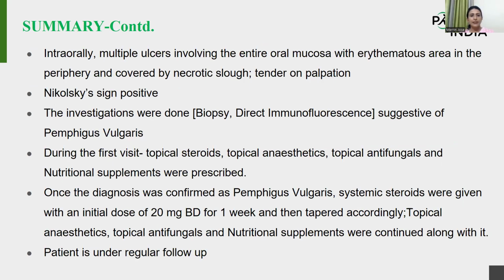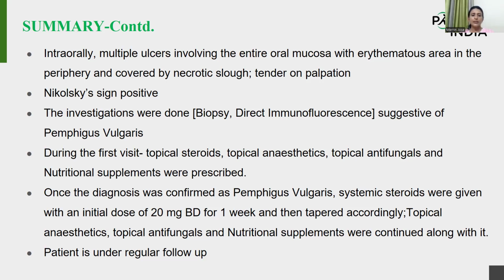Intraorally, multiple ulcers were there involving the entire oral mucosa with an erythematous area in the periphery and covered by necrotic slough, which was always tender on palpation. Nikolsky's sign was positive. The investigations were done, which were suggestive of pemphigus vulgaris. During the first visit, topical steroids, topical anesthetics, topical antifungals, and nutrition supplements were prescribed.